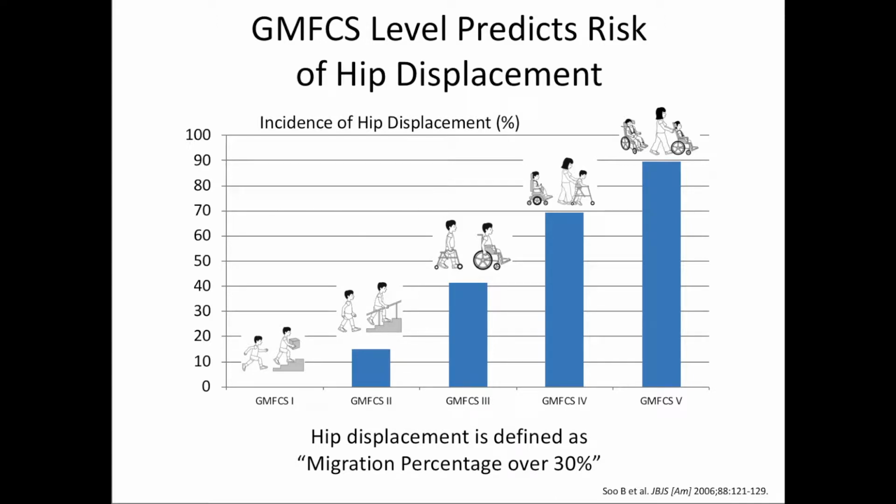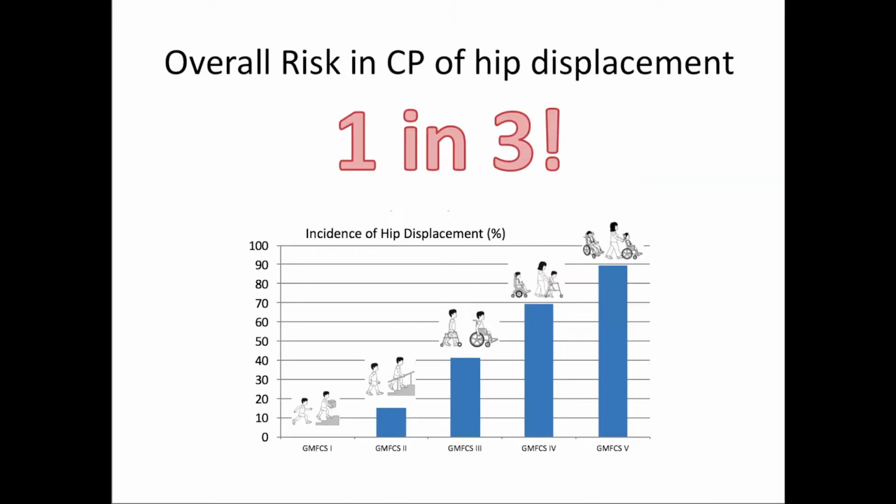Children in GMFCS 4 or GMFCS 5 categories have a much higher rate of hip displacement, as you can see here, up to 70 to 90%. The overall risk of hip displacement in cerebral palsy is 1 in 3, a staggering number when you consider that cerebral palsy is one of the most common, if not the most common, cause of motor disability in children.